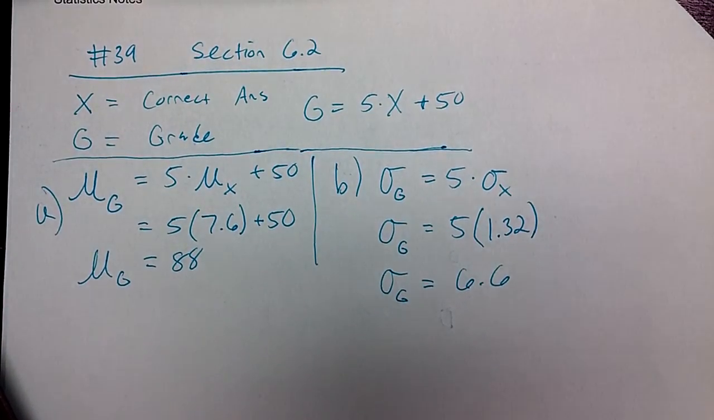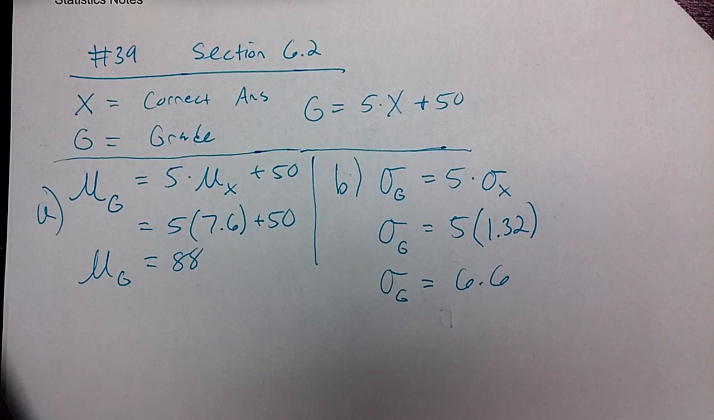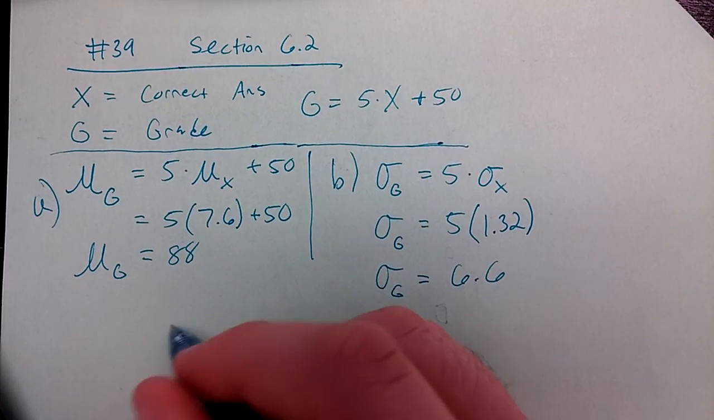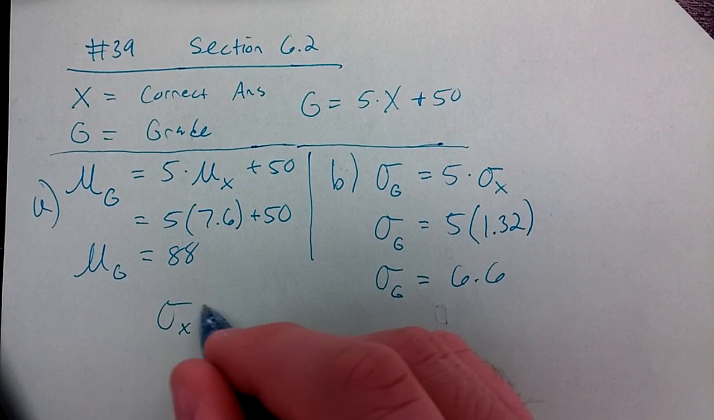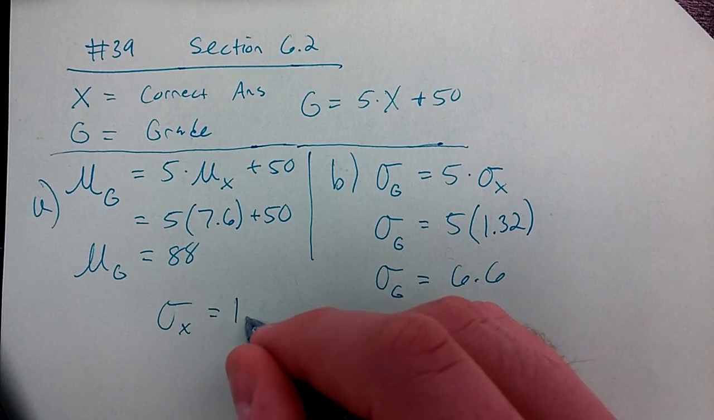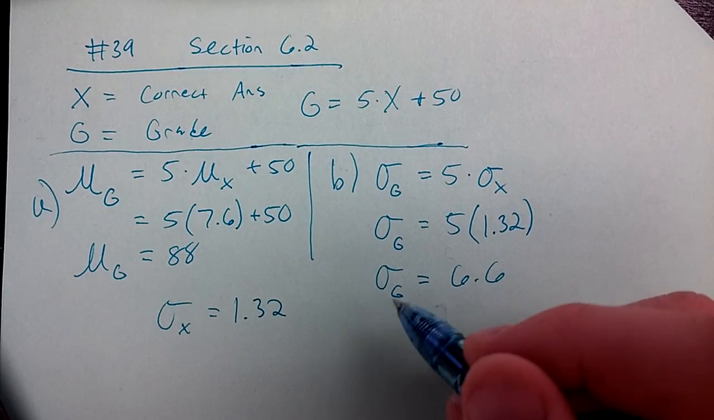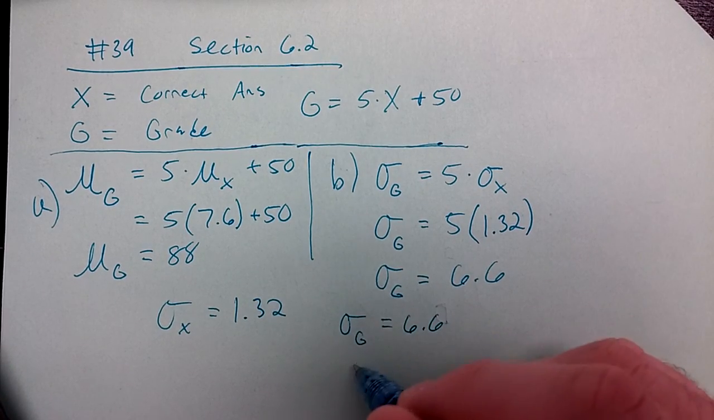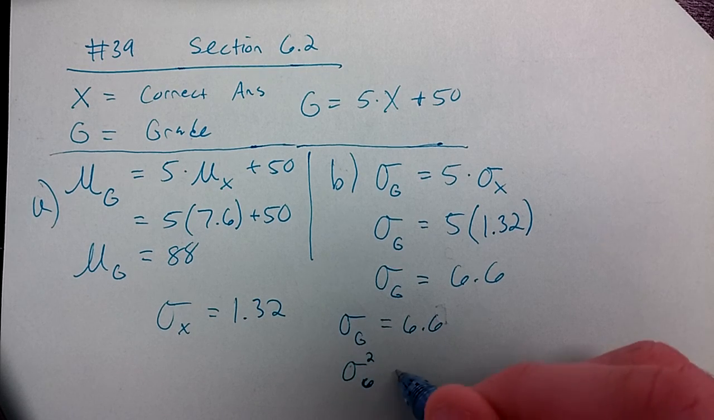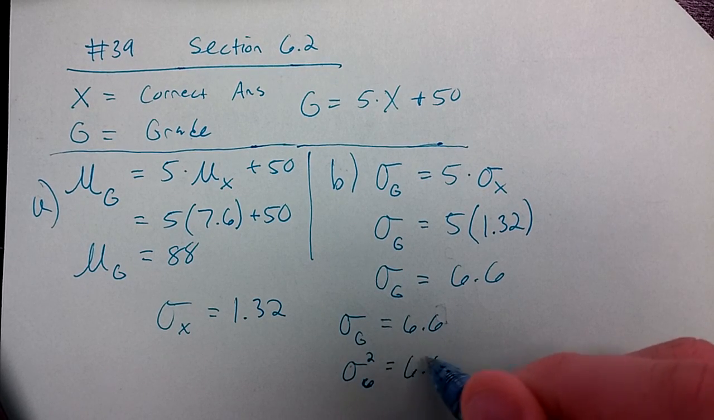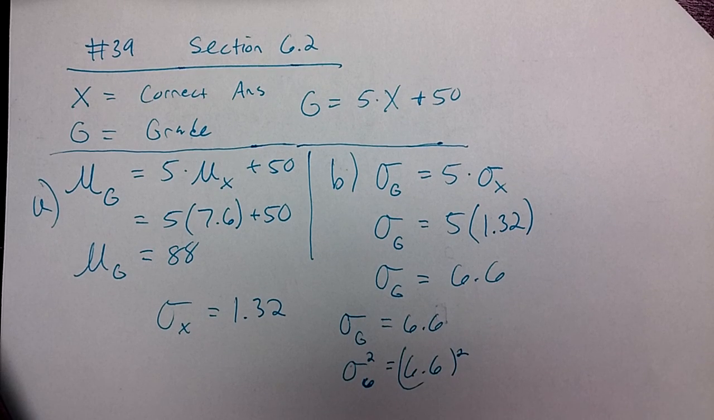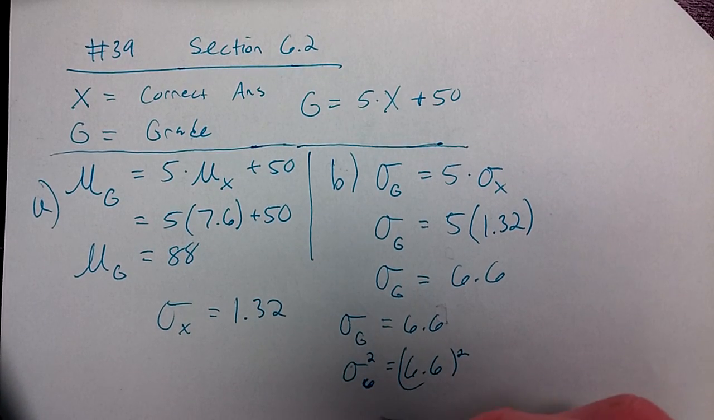Question C, how do the variance of X and the variance of G compare? Justify your answer. Well, if you have the standard deviation of G and you have the standard deviation of X, you could simply square them. Standard deviation of X is 1.32. Standard deviation of G is 6.6. If you wanted to find the variance, you could square it. 6.6 squared, you should get approximately 43.56.